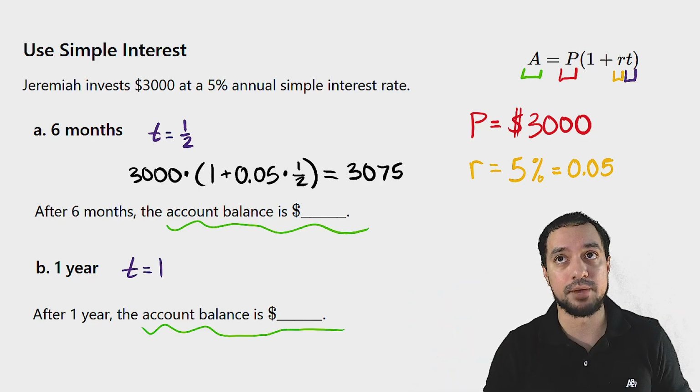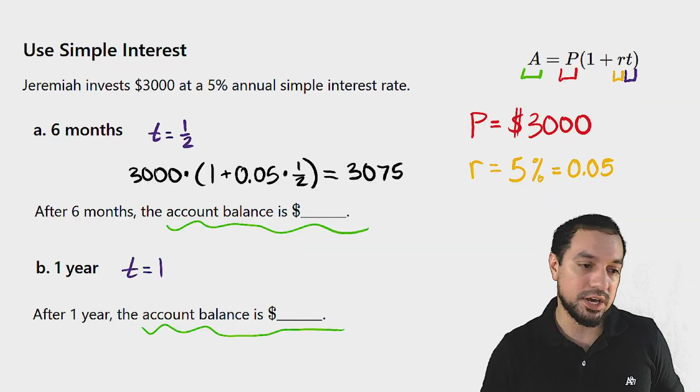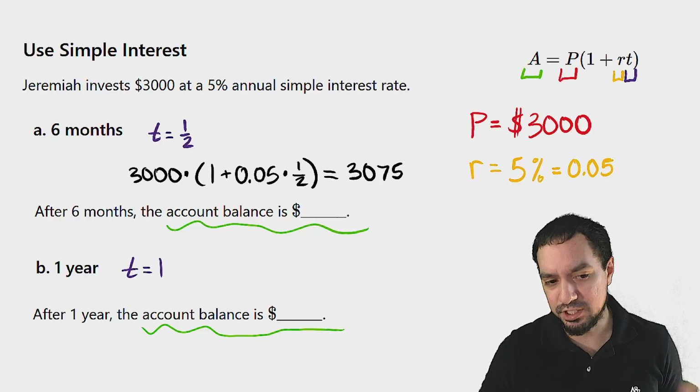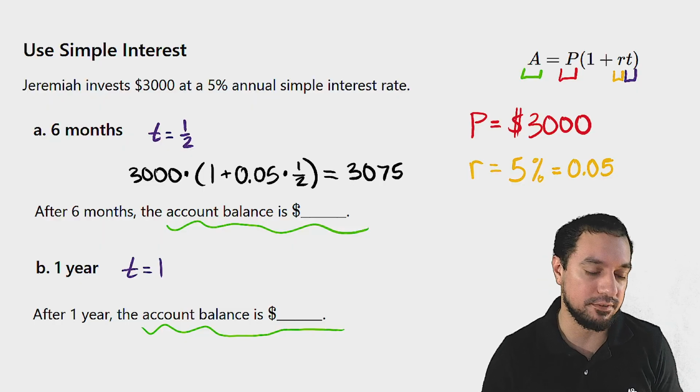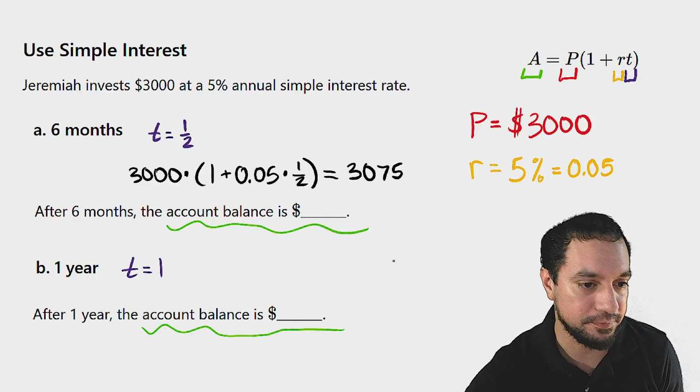What does that number represent? That is how much money my $3,000 will turn into after just 6 months. So in 6 months, I make about $75 just for having that money parked in an investment account somewhere. Not too bad, not too bad.